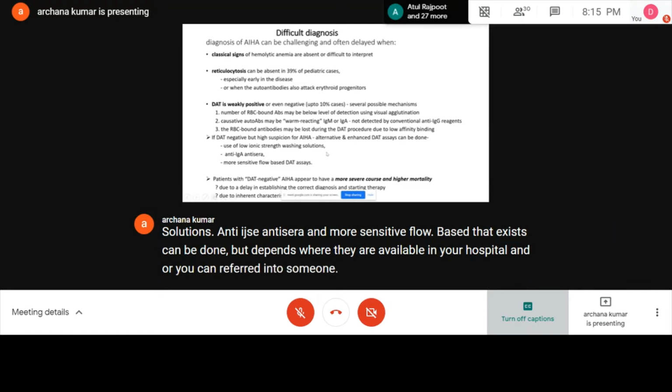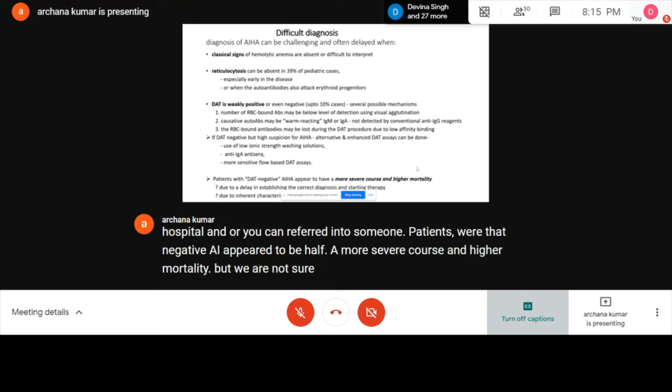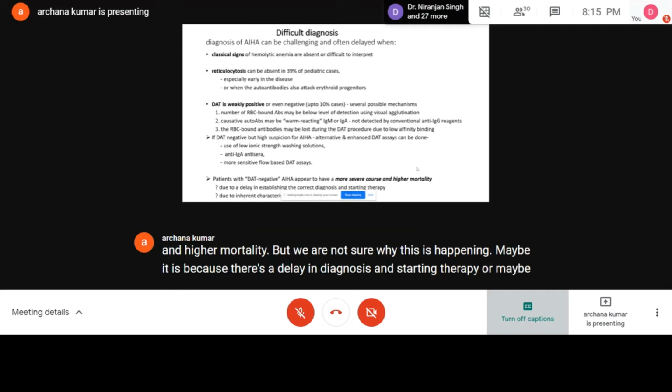Patients with DAT negative AIHA appear to have a more severe course and a higher mortality. But we are not sure why this is happening. Maybe it is because there's a delay in diagnosis and starting therapy, or maybe there's an inherent character of this disorder.